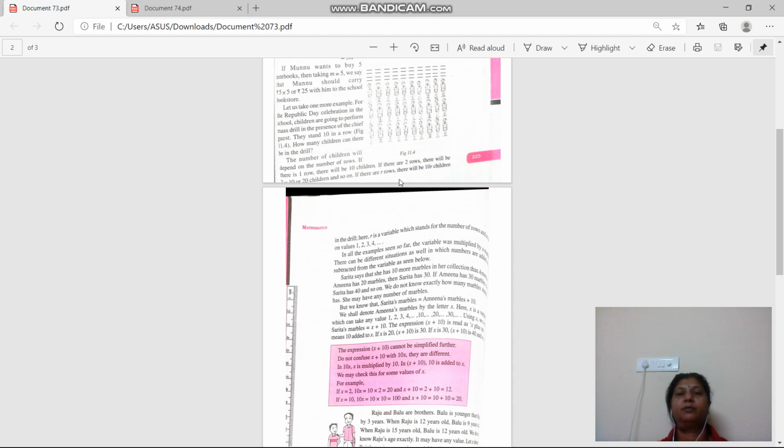So the number of students is 10 rows, there will be 10 children in the drill. Here r is a variable which stands for the number of rows, and the value will vary, that is 1, 2, 3. Okay, it depends.